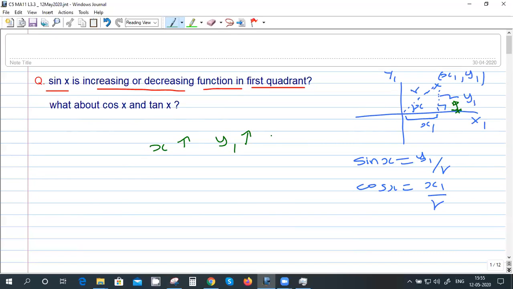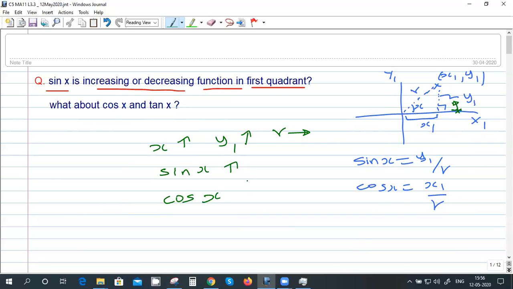What about r? r is the distance from the origin to the point. It's constant, it's not going to change. So that implies sin x is going to increase, because sin x is y1 by r, r is the same, and y1 is going to increase. So sin x will increase in the first quadrant. I'm not going to the second one, only the first quadrant.